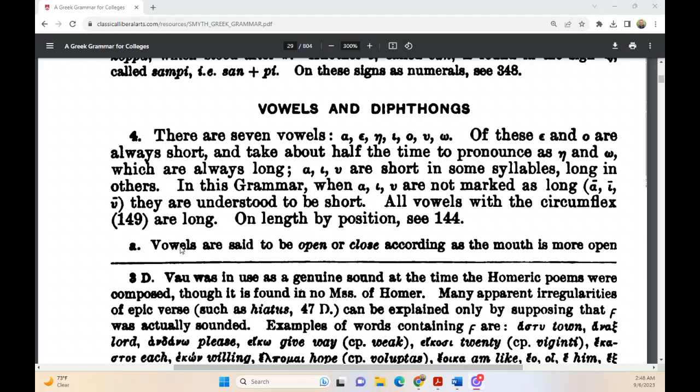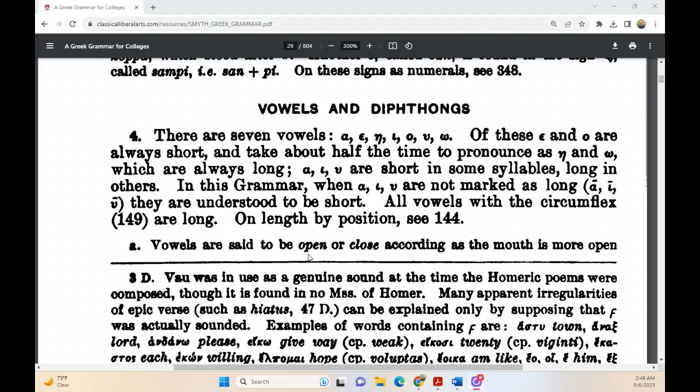Or later on, you might run into a problem where you'll just remember seeing something discussed in one of the notes, and you can go back and look it up and check it out. But let's look at this note here. This is Article 4, Note A.